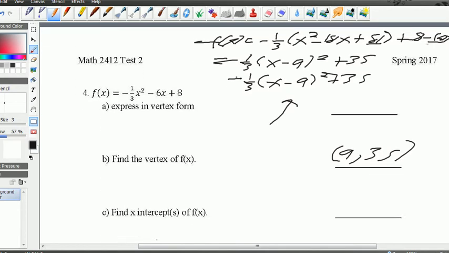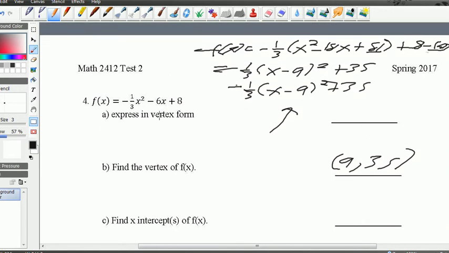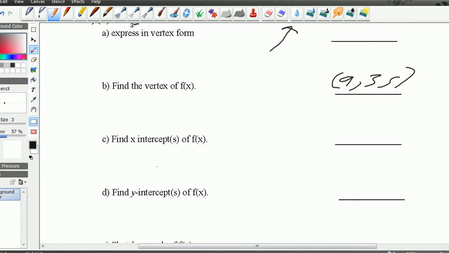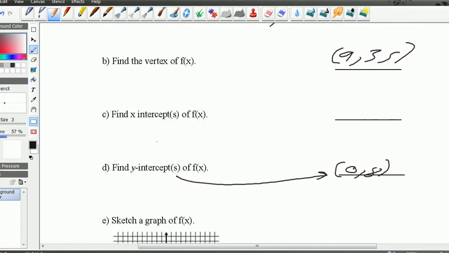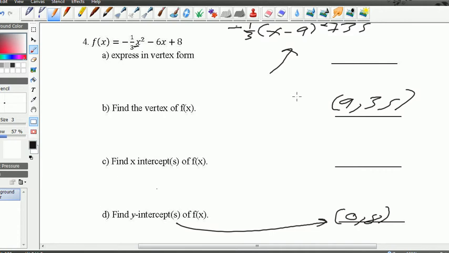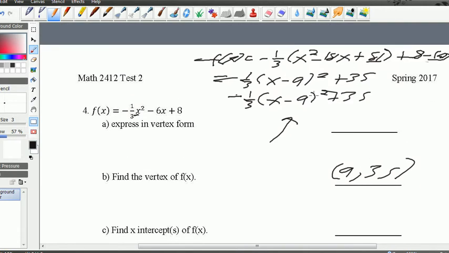Now let's go down here and find the y-intercept. Y-intercept should be no big deal. Stick in a 0 for x. Therefore you get 0 comma 8. You're only going to have one y-intercept. That's why it's a function. X-intercept says set that equal to 0. Well, I can go all the way back to the beginning. I know this thing is going to be minus 1/3 x squared minus 6x plus 8. Equals 0. Multiply by 3 and change that sign. I get x squared plus 18x minus 64.